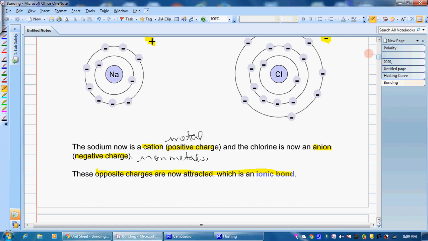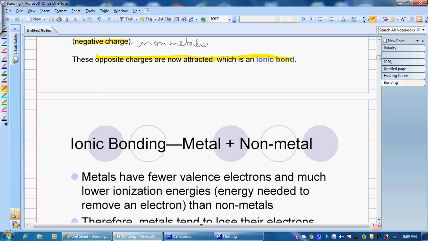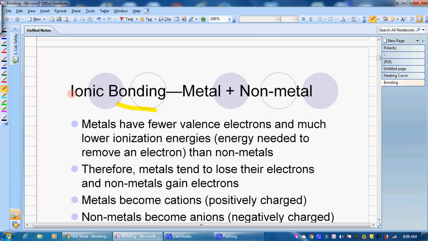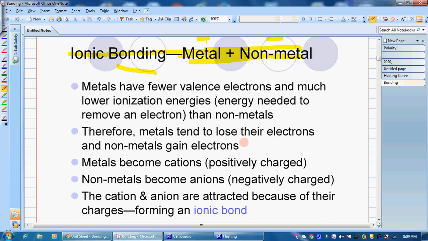Now these 2 oppositely charged ions, the positive and negative, are going to attract each other and form that ionic bond. What we typically say is that an ionic bond is going to be formed by a metal and a nonmetal. Very, very important to remember. You've got your metal, which is your positive, and your nonmetal, which is your negative. They come together, help each other fill their valence shells, and end up with an ionic bond.